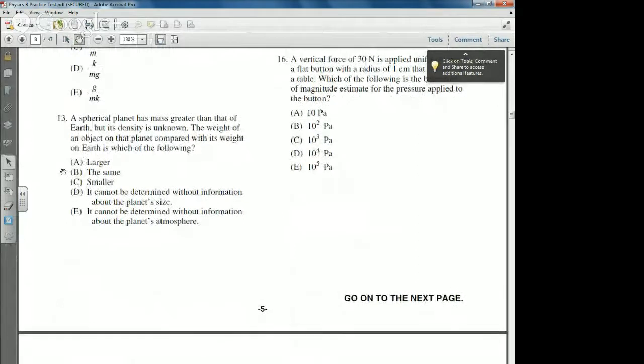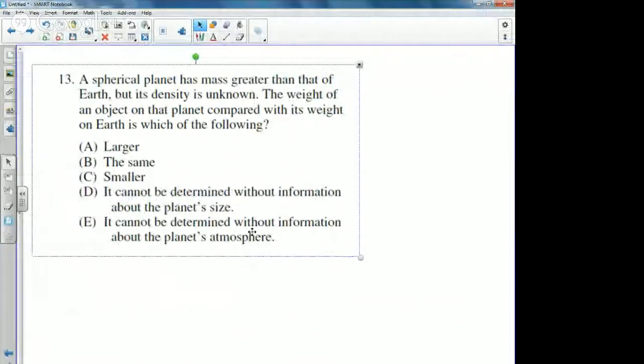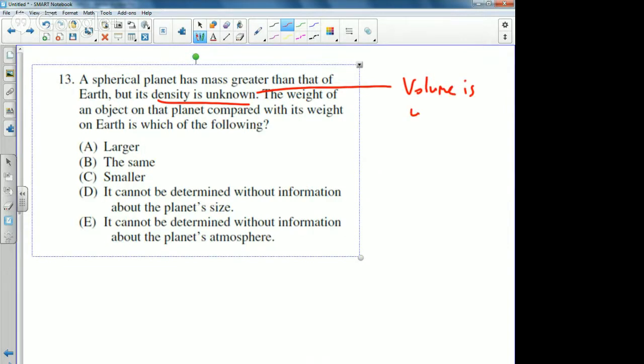13. A spherical planet has a mass greater than that of Earth, but its density is unknown. How do the weights compare? Well, the fact is, if you don't know the density, ultimately, what are they telling you that you don't know? Well, they tell you the mass is greater already. But besides mass, Brian, you don't know its volume or its radius. Okay? So because its density is unknown, that means the volume is unknown, which is really the radius is unknown.